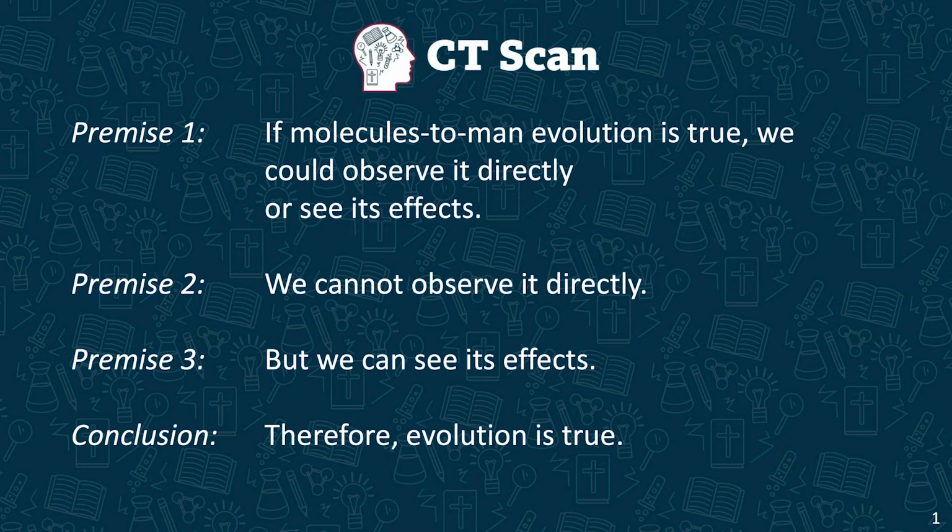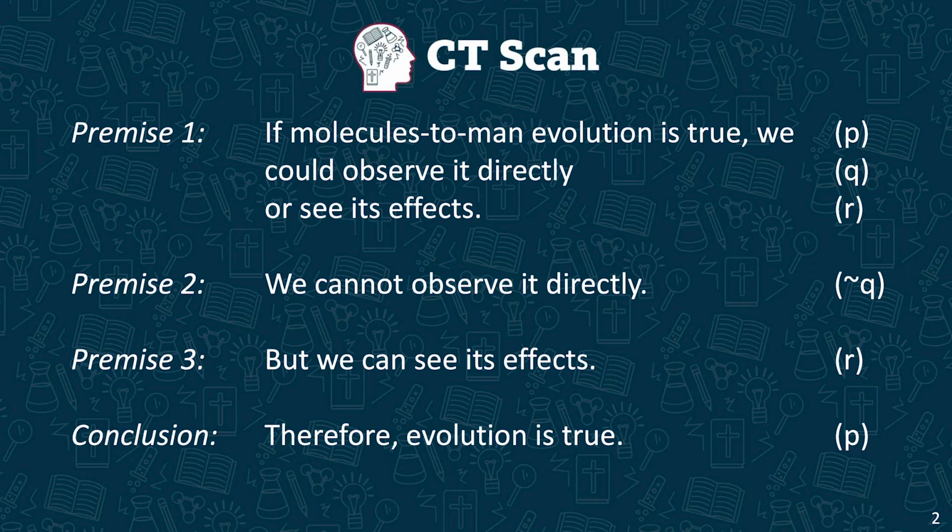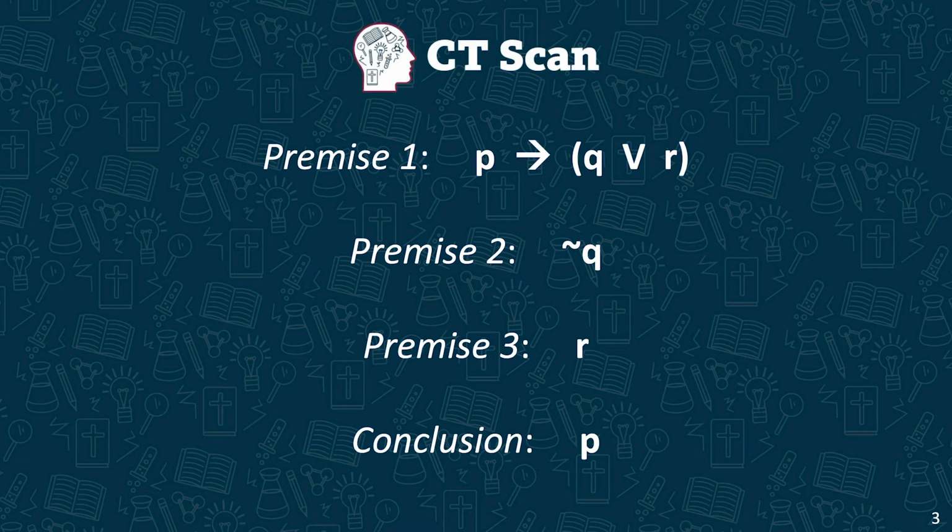If molecules demand evolution is true, then we can observe it directly or see its effects. We cannot observe it directly, but we can see its effects. Therefore, evolution is true. As usual, we'll start by representing each simple statement with a letter. Let's use P for evolution is true, Q for we can observe evolution directly, and R for we can see its effects. So we can write the whole argument as: if P, then Q or R. Not Q. R. Therefore P.